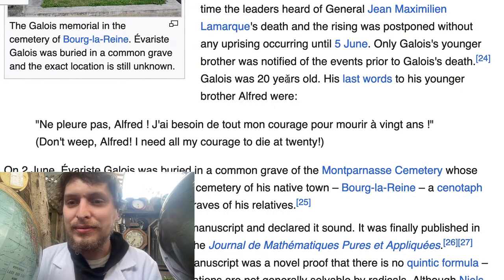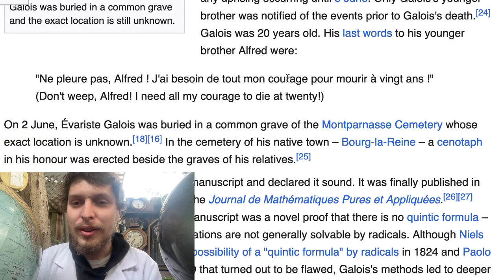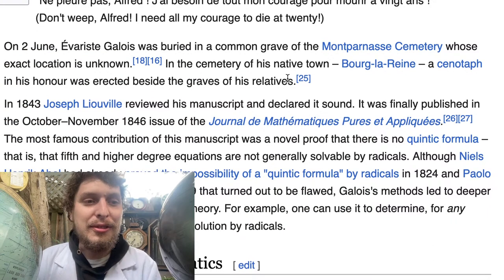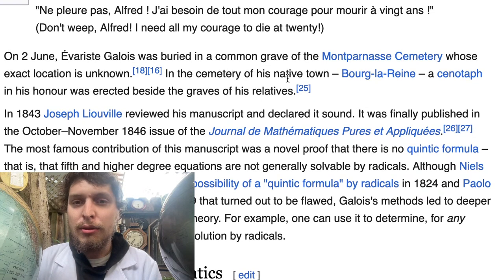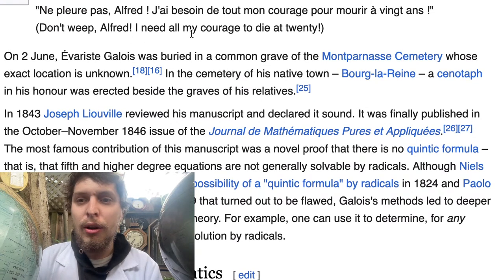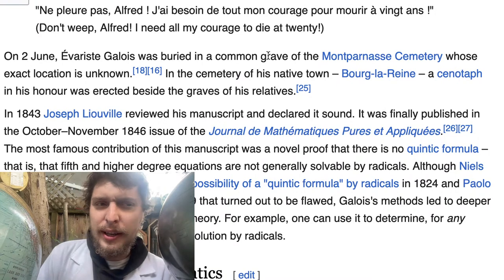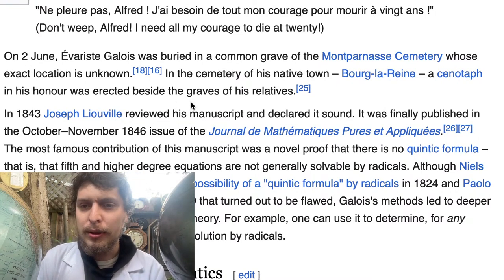So, his last words were apparently to his younger brother. "Don't weep, Alfred. I need all my courage to die at 20," in modern language.